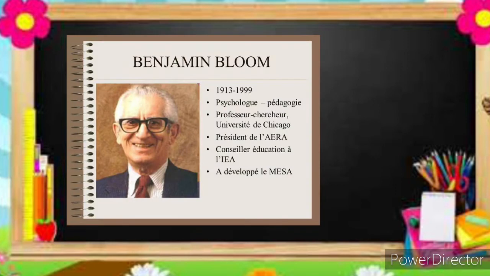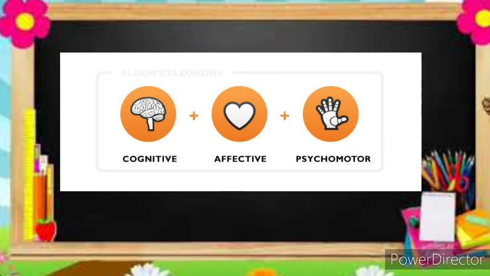Benjamin Bloom and a committee of colleagues in 1956 identified three domains of educational activities, namely, the cognitive, referring to mental skills; second, affective, referring to growth in feeling or emotion; and the last one, psychomotor, referring to manual or physical skills.